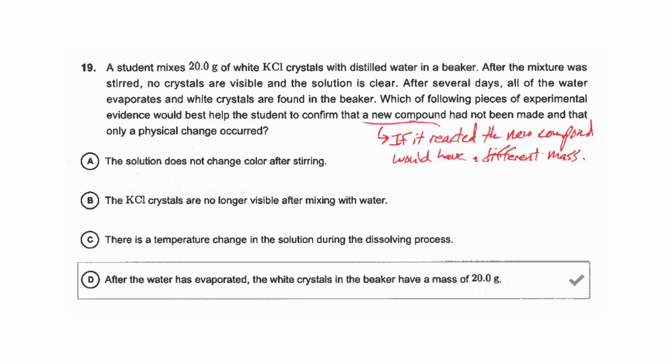D is the only one that kind of works. After the water's evaporated, the white crystals in the beaker have a mass of 20 grams. They start off as white crystals of 20 grams. They finish as white crystals of 20 grams. If there was a new compound, it's highly unlikely that you would start and finish with 20 grams. It would start with 20 and finish with a different mass because there would be different elements attached to each other.